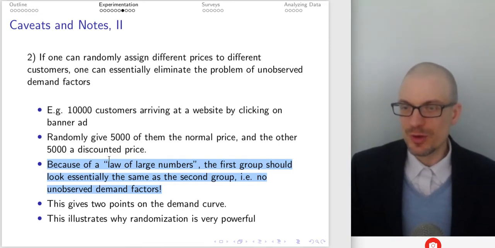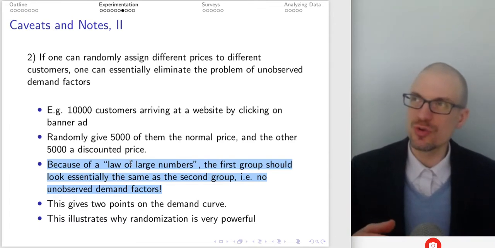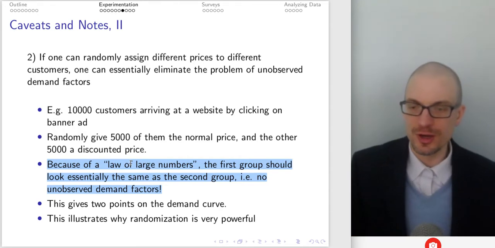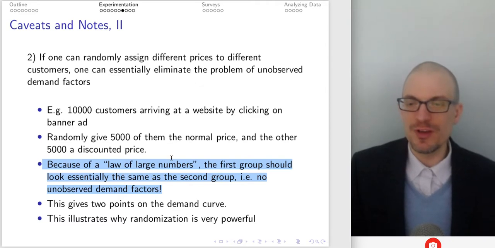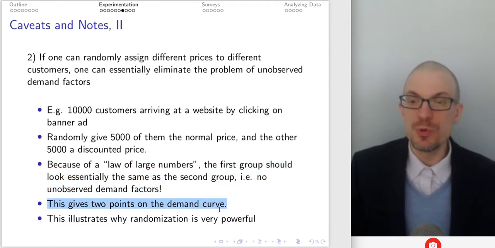And so we'd want to control for the ways in which we'd be able to infer if the two groups are different. We want to take a look and make sure that the data look approximately the same. If we were to do that, if we were convinced that the first group is the same as the second group for all practical purposes, we've got 2 points on the demand curve.